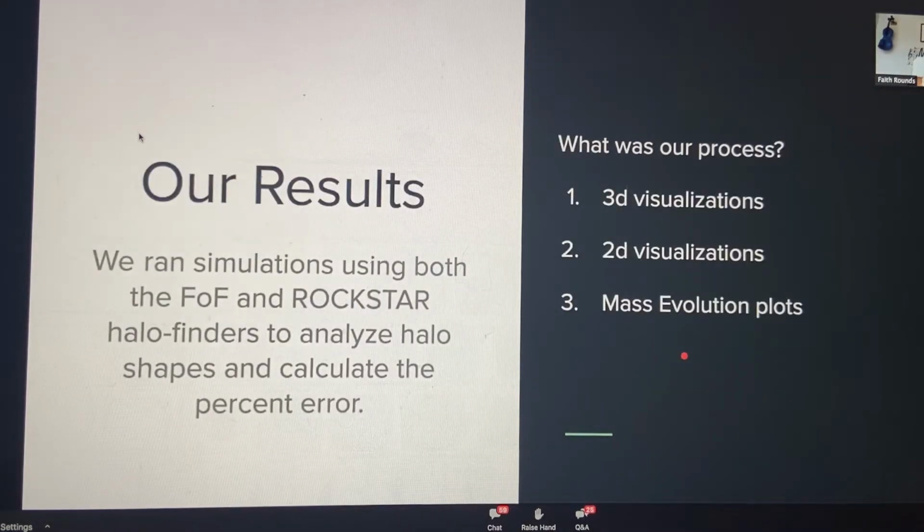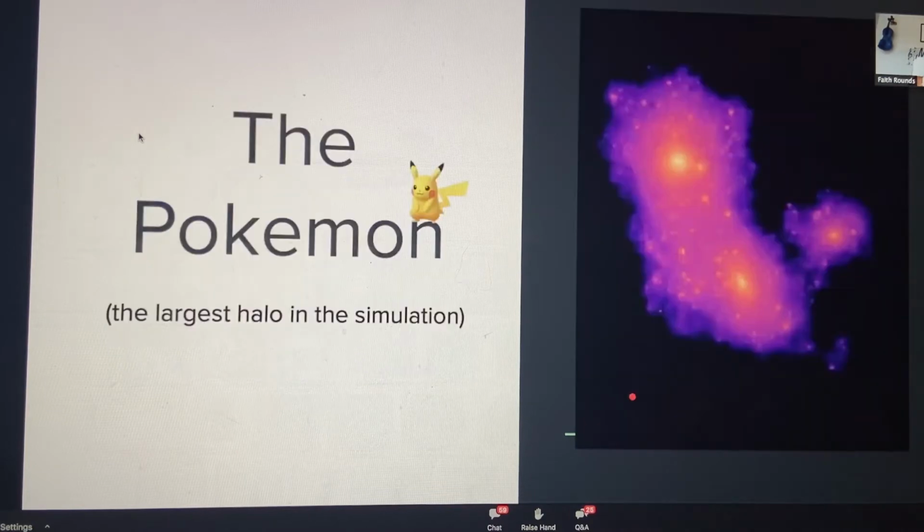So we ran simulations using FOF and Rockstar, and we observed the formation of halos in both simulations. First, we observed the 3D visualizations and made note of any abnormalities during the halo formation. Next, we decided to look at 2D visualizations to see how FOF compared to Rockstar halos. And lastly, we created mass plots to quantify our research and calculate a relative percentage error for FOF and Rockstar. And Kiki will be talking more about the visualizations we did.